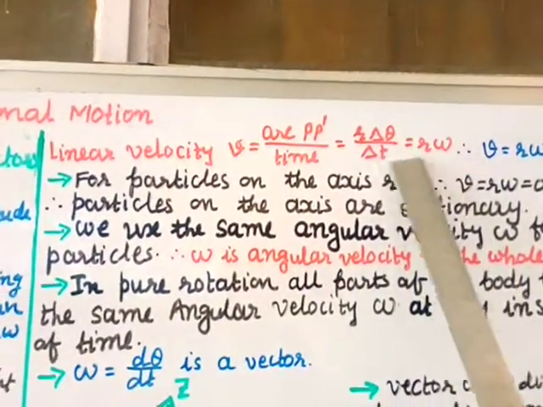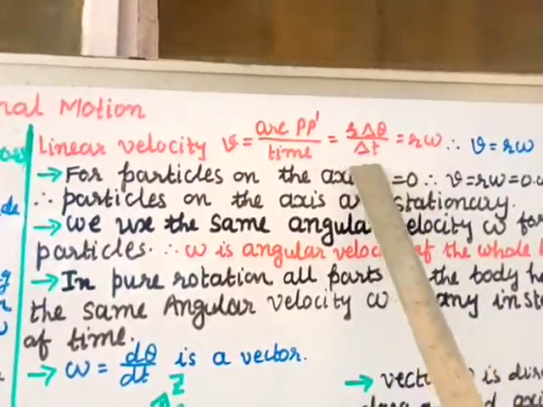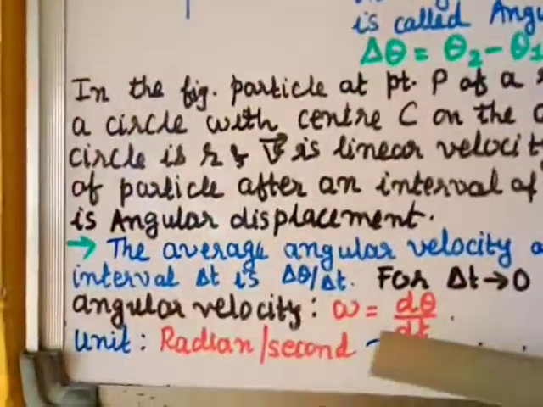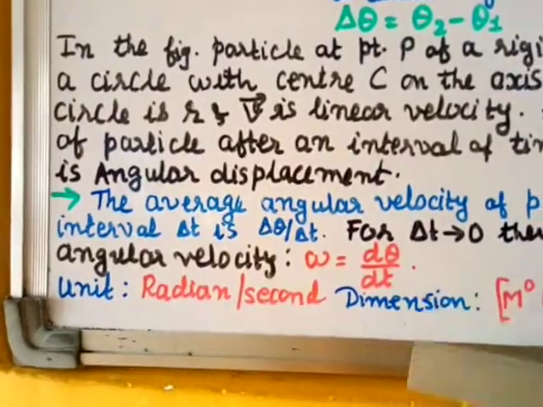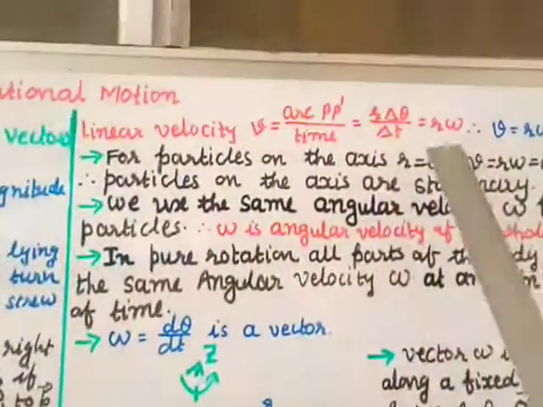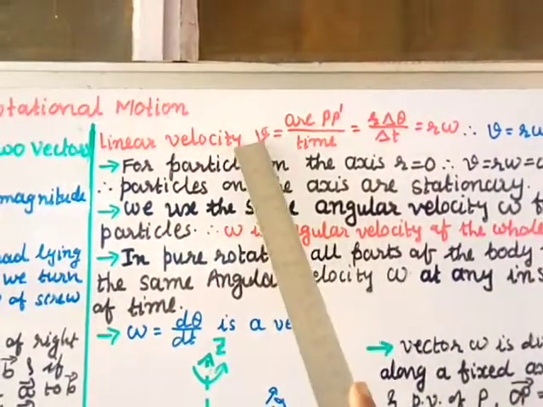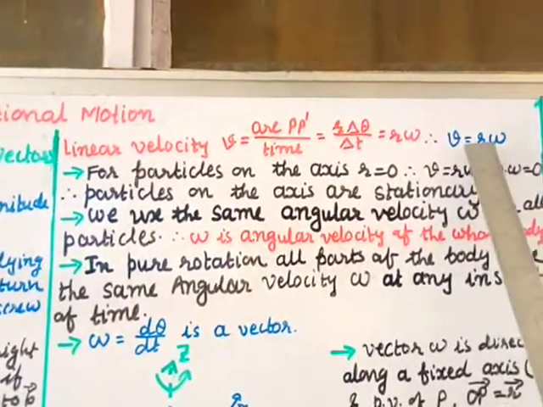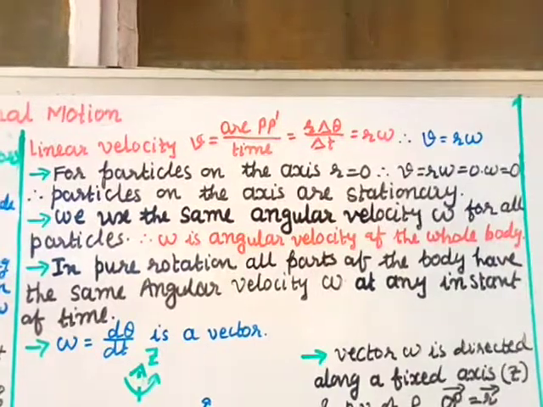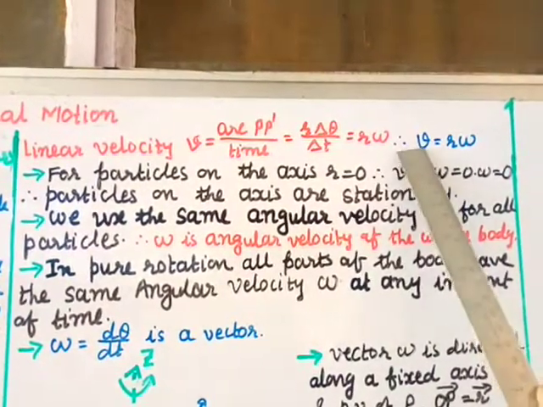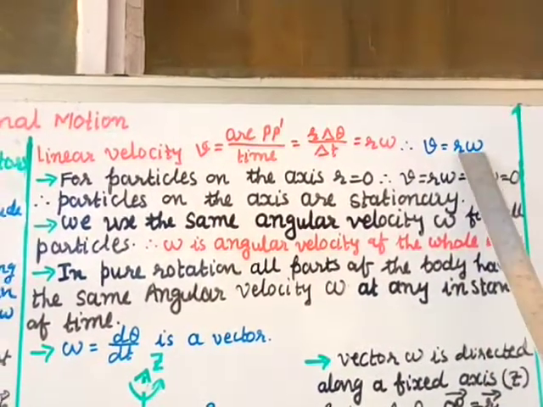by delta t, and with r as it is, delta theta by delta t we have defined as the angular velocity. So it will be omega. We can put here delta theta by delta t is equal to omega. So here r into omega. That means what we have proved: linear velocity v equal to r omega. So v equal to r omega. This is the relation of linear velocity with angular velocity.